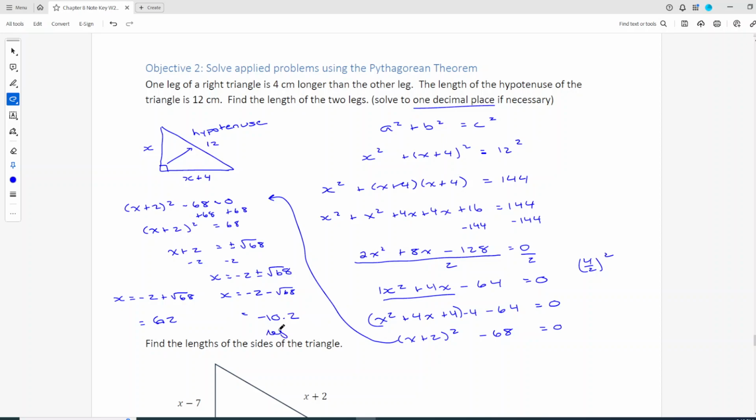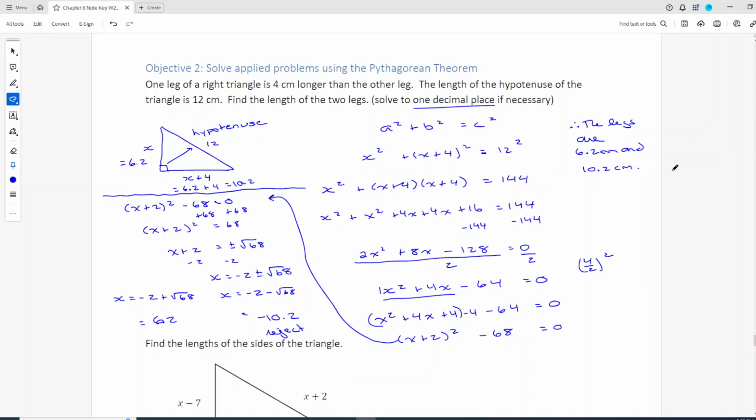Now, I'm going to reject the negative answer because I can't have a negative length for a triangle. So I know that x is 6.2, so therefore my two legs would be 6.2 for this one, and then this one's going to be 6.2 plus 4, which is 10.2. So you can put your answers up here. Mine got a little bit messy. I feel like I'm going to have to change my notes. Okay, but I could say, therefore, the legs are 6.2 centimeters and 10.2 centimeters.